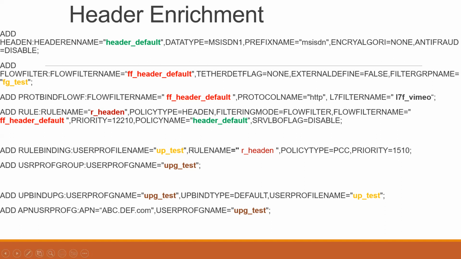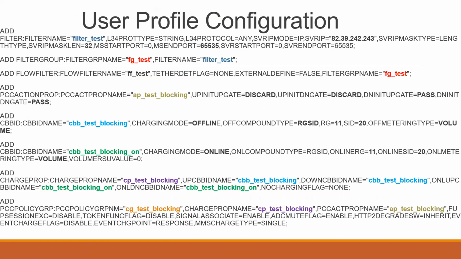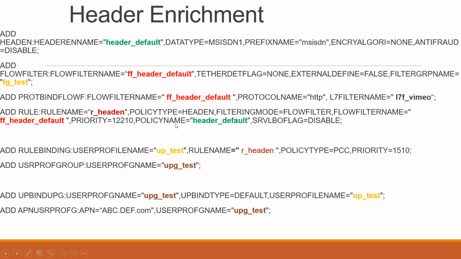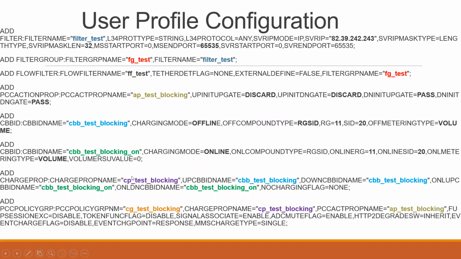obviously, if it doesn't exist, then the user profile group needs to be bound to the user profile, and then the user profile group gets bound to your APN. So if we combine both of these configurations, then this user profile test has a PCC policy. This one is the PCC policy, which indicates how to charge the packet, and whether any action needs to be applied on this packet.